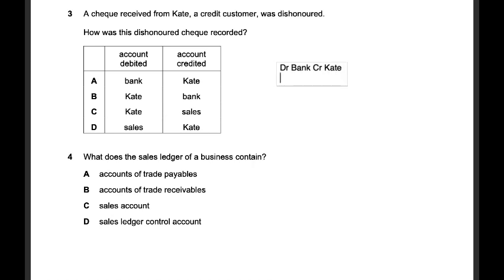So in this, when we have a dishonored check, what we do is we reverse the entries. So we debit Kate and credit bank, hence making our answer option B.